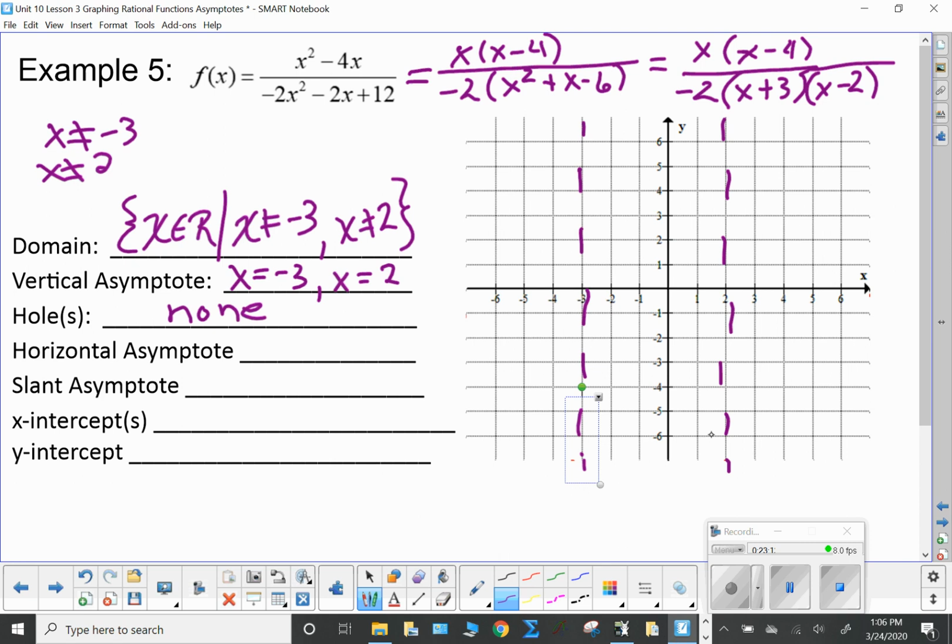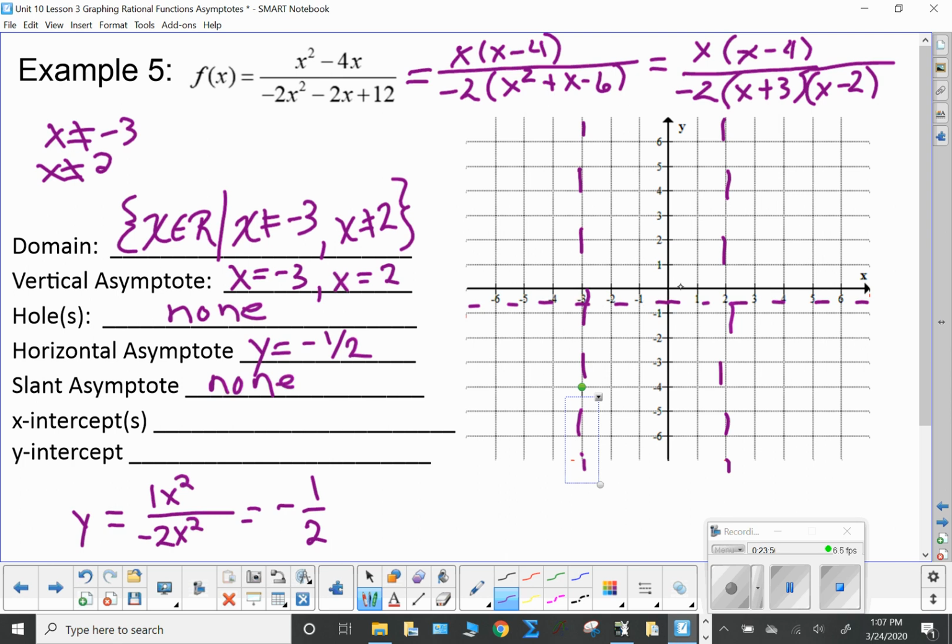Okay. Now, horizontal asymptotes. I've got squared over squared. Great. Y is equal to 1 x squared over negative 2 x squared. The x squareds cancel, leaving me with negative 1/2. So y equals negative 1/2. I don't have a slant because I have a horizontal. My horizontal is at negative 1/2. A little harder to graph that in with the pen.